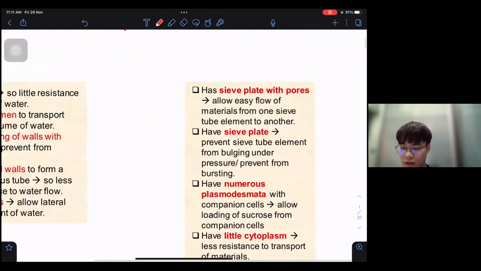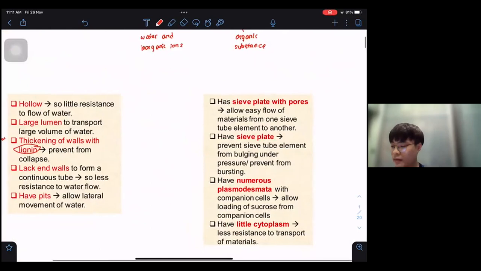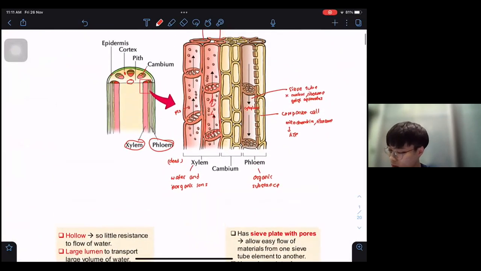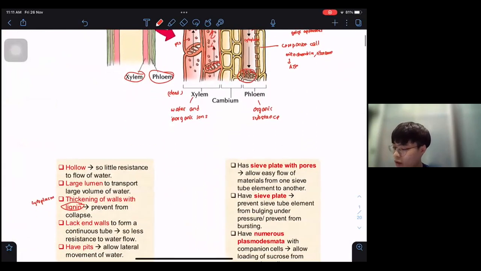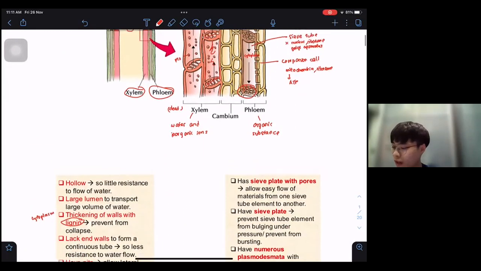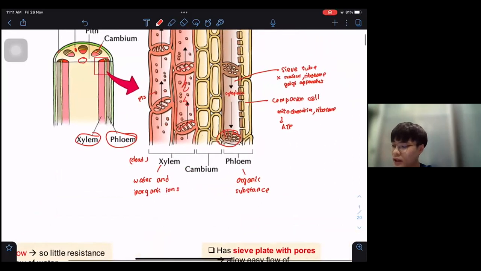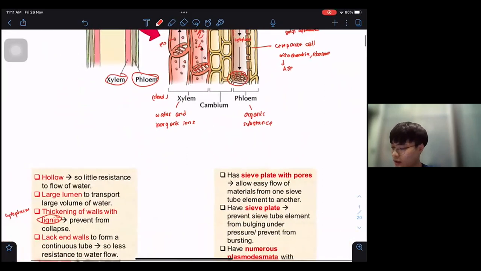So how does the sieve tube adapt to its function? The sieve tube has a sieve plate with pores. This is the sieve plate, and you can see there are pores. This sieve plate allows easy flow of material from one sieve tube to another. And as the teacher mentioned before, there's another function: it holds the wall of the sieve tube together to avoid it expanding and collapsing.